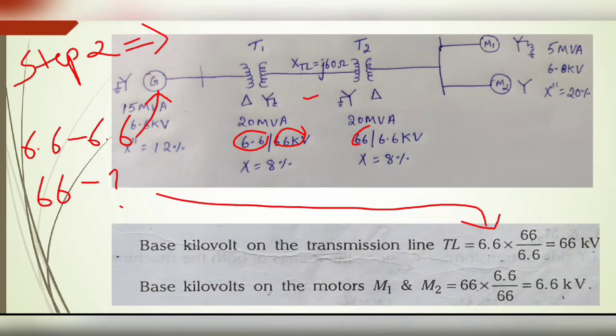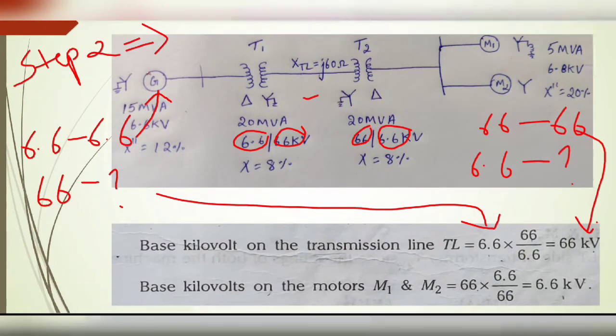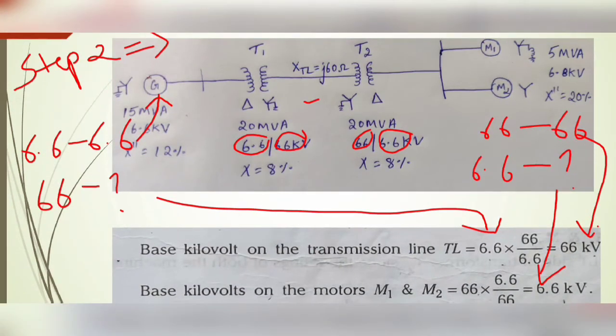Now let's take transformer T2. That is 66 kilovolt on the T2 primary side, which has 66 kilovolt on the transmission line. Then the T2 secondary voltage is 6.6 kilovolt. What is the voltage on the motor side? So base kilovolts on the motors M1 and M2 is 66 into 6.6 divided by 66, which is equal to 6.6 kilovolts. For more understanding of the conversion of these voltages, please refer to the link provided in the description.